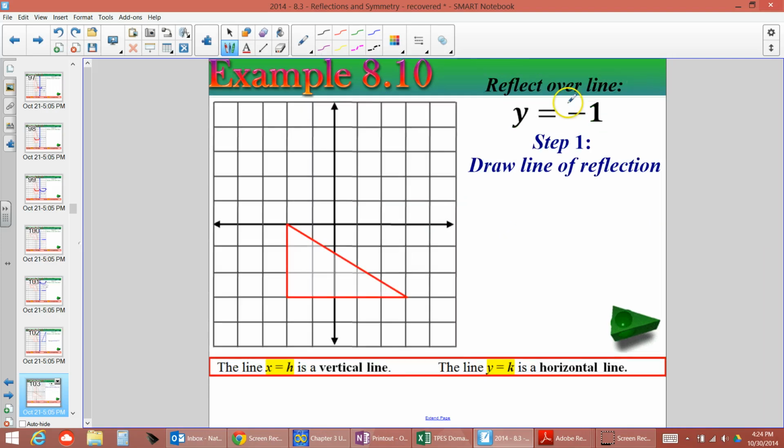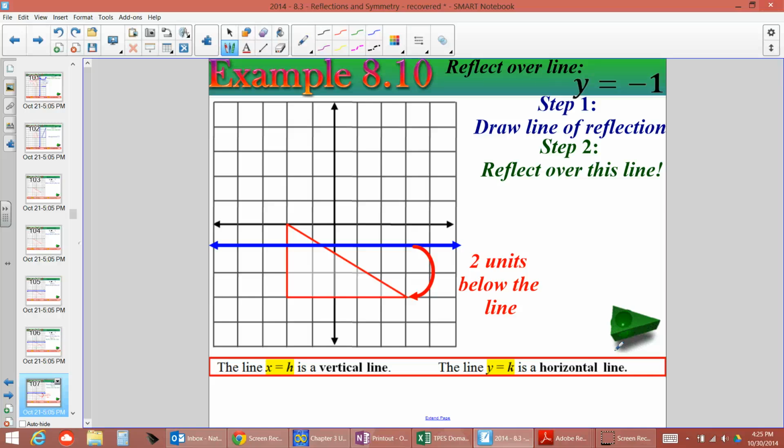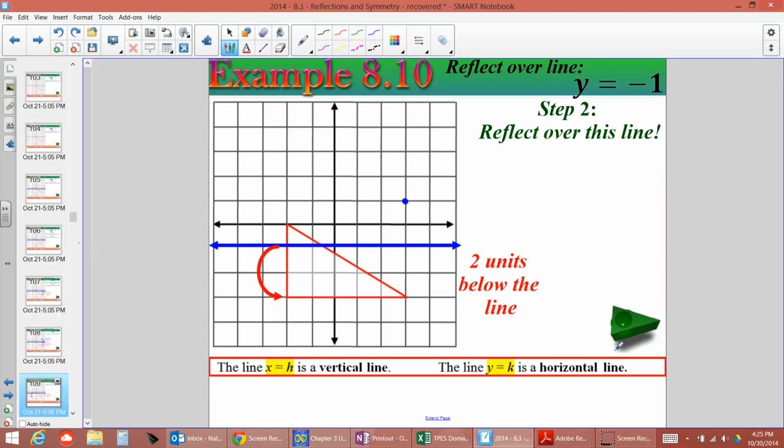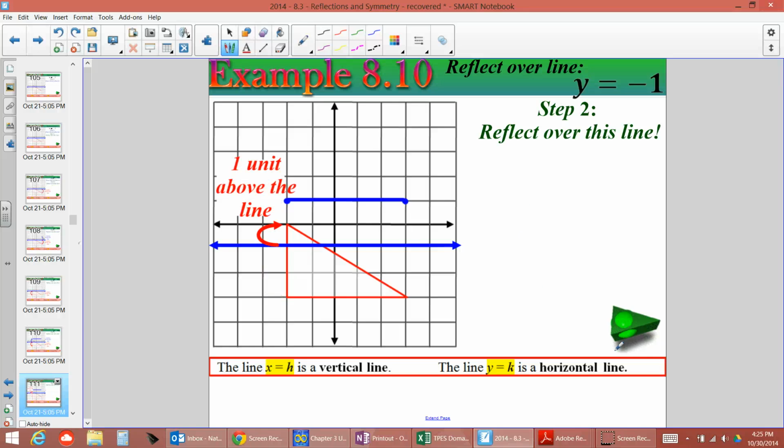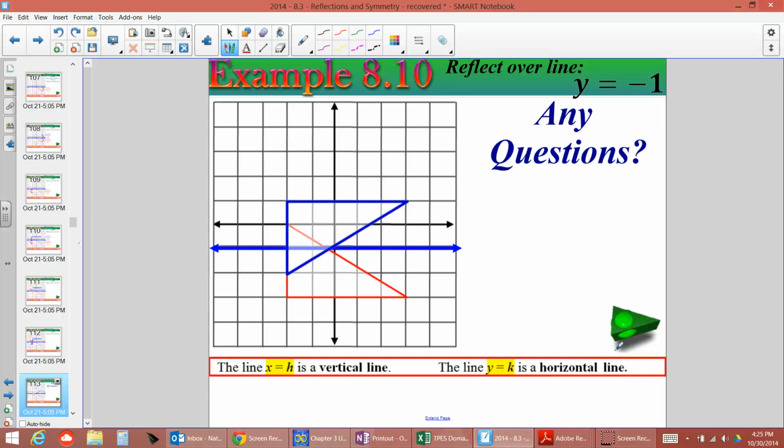Now we look at the line y equals negative 1. Again, this is a horizontal line. Notice. So I draw a horizontal line at y equals negative 1. Please draw this line on your notes. Make sure you know what we're talking about. And then I count the distance to the line from any point. Well, that's 2 below, so I got to go 2 above. 2 below, 2 above. Now this one here is 1 above, so that means my new point has to be 1 below. I connect my dots, and there's my reflection.